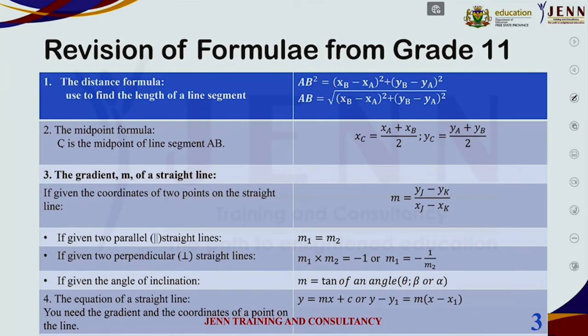Then our formula to find the angle of inclination will be m, which represents the gradient, equals tan of an angle. Our angle can be beta, theta, or alpha.